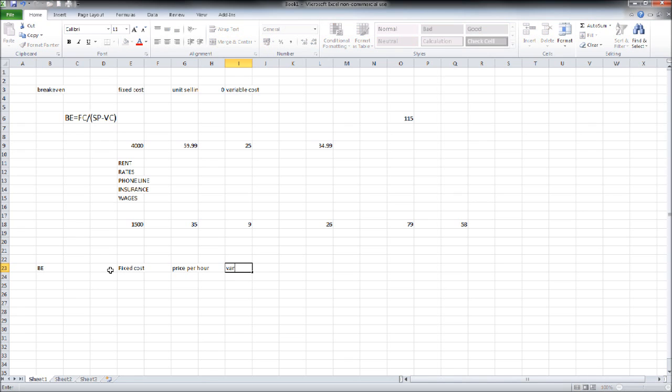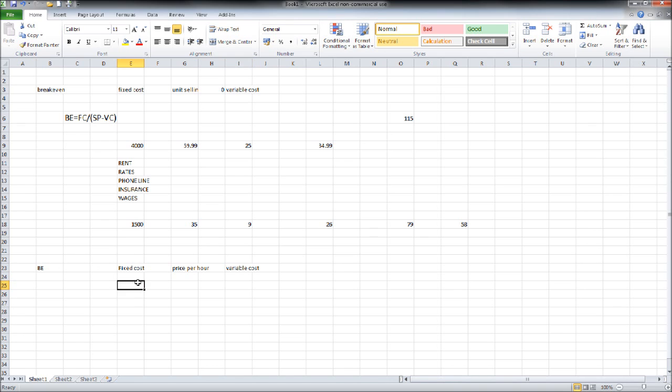And then minus our variable cost. So it's the same formula with the brackets, don't forget. This is price per hour minus variable cost, then divide the fixed cost by that. It gives us our break-even in hours.